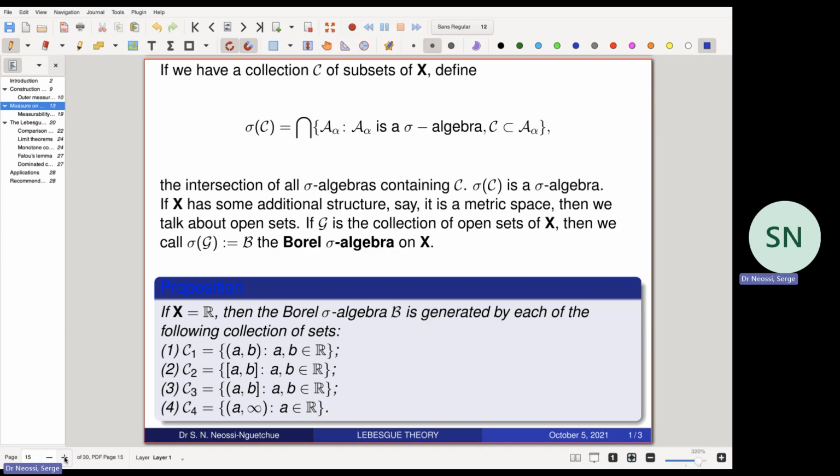Now, if we have a collection C of subsets of X, we can define sigma C to be the intersection of all the A sub alpha, where A sub alpha is a sigma algebra that contains C. So sigma C is a sigma algebra, and it is what we call the sigma algebra generated by C.